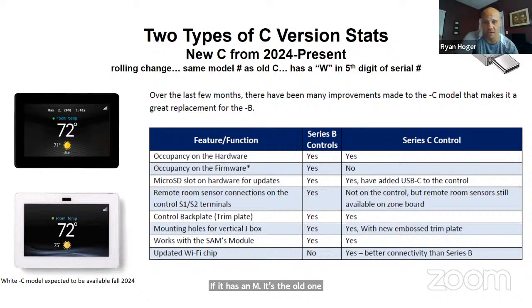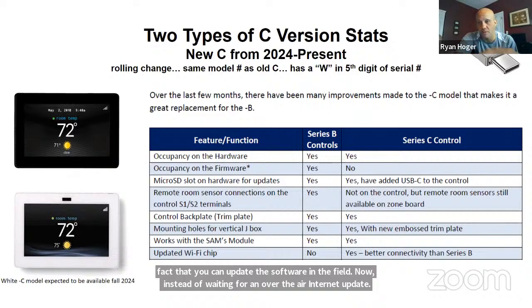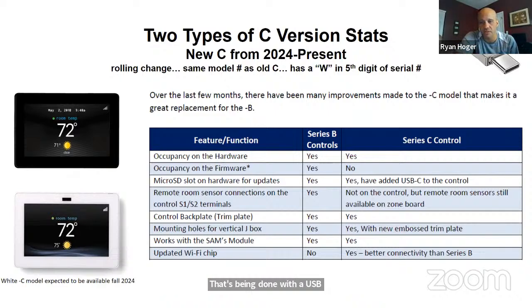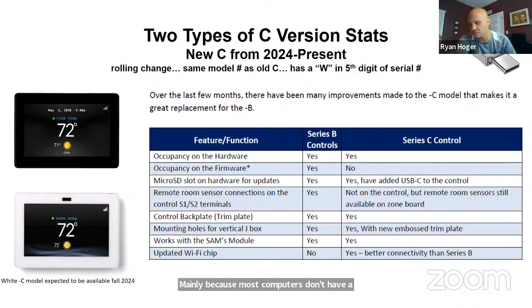So for the W1, it's mainly one thing that's improved, and it's the fact that you can update the software in the field now instead of waiting for an over-the-air internet update. That's being done with a USB-C drive, as I'm showing in the upper right-hand corner. So instead of micro SD, we're back to USB, although not the same kind of USB we were on the really old A-series stats, mainly because most computers don't have the old USB. The one I'm working on does. I've got 2 USB-Cs and 1 old USB, but of the other 5 people who live in my house, I'm the only one that has a USB. Everybody else has USB-C on their Chromebooks and laptops and whatnot. So that's probably why they went down that route.